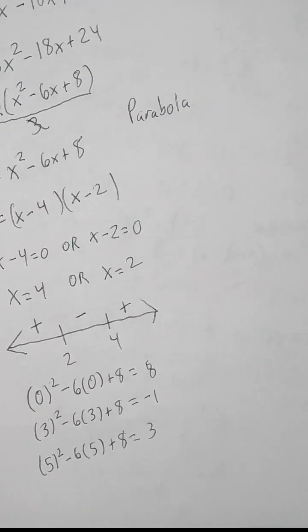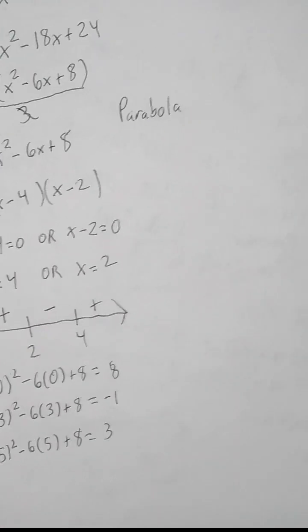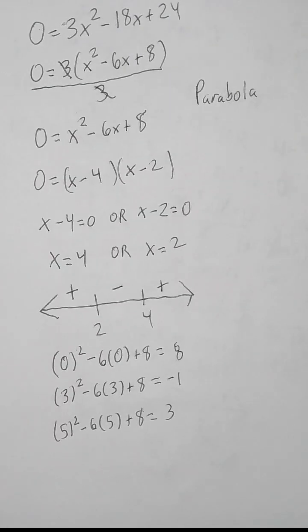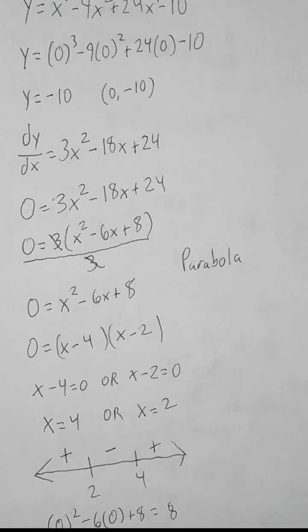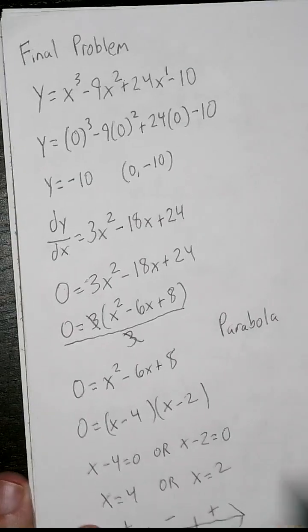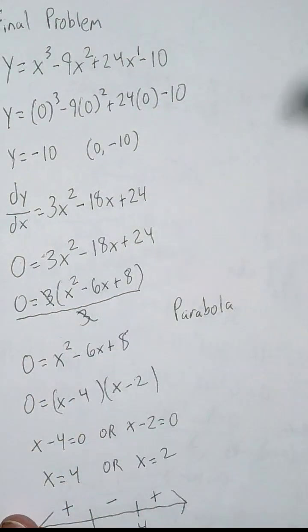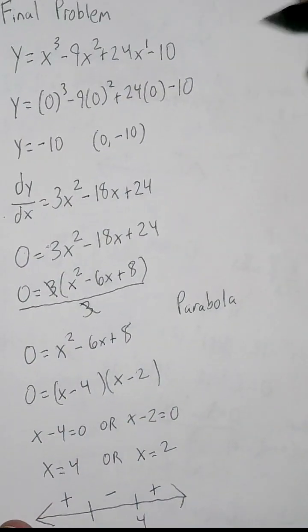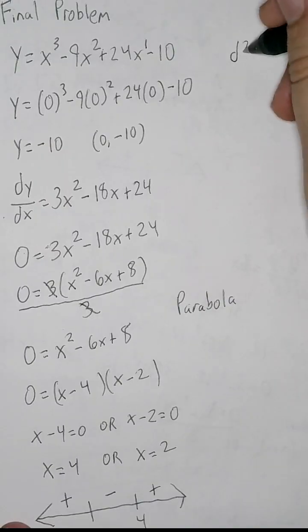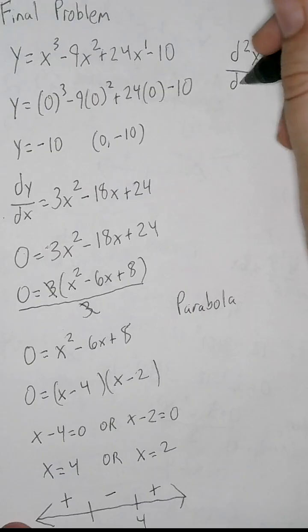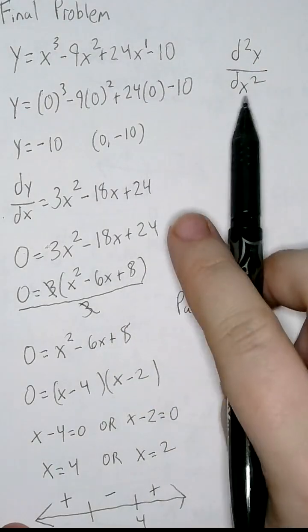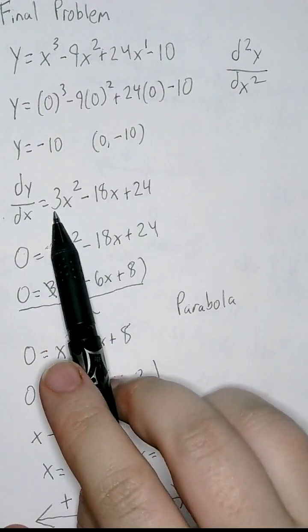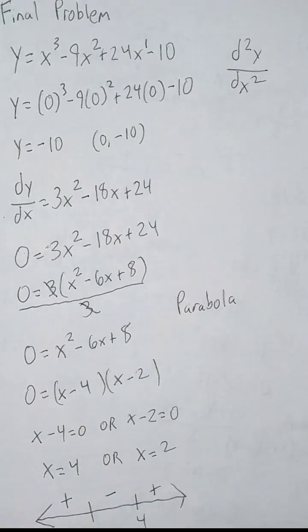So now, let's figure out where our point of inflection is. To do that, I take the second derivative. So my first derivative, if you recall, is this. So, what would the second derivative be? Remember, this is the second derivative, so I'm taking the derivative of my derivative.